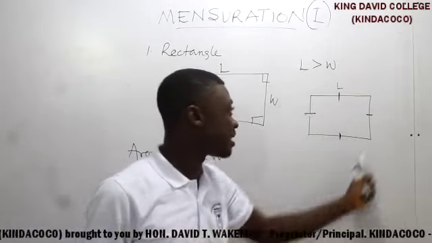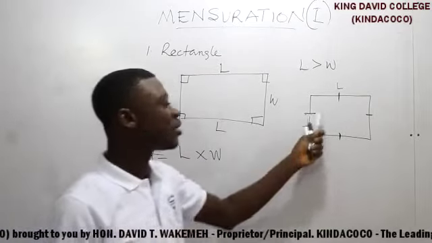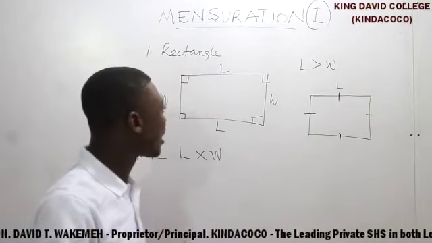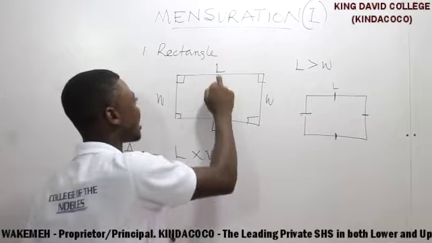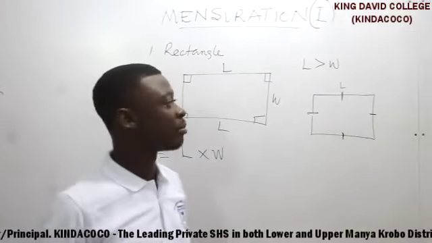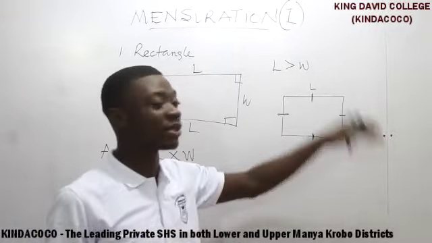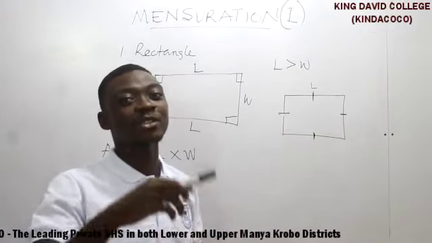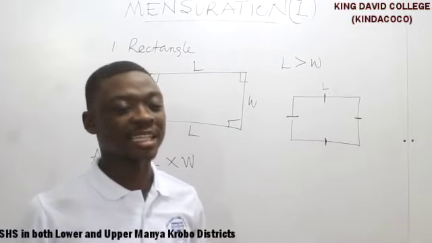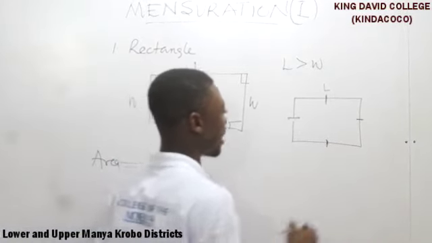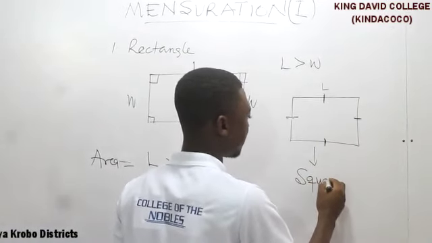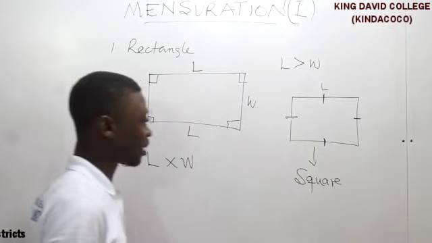Then when that happens, we can no longer call you a rectangle. Because for a full rectangle, one of the sides must be bigger than the other. But if all the sides are equal, then your name has to be changed from the normal name rectangle to a square. So then this is now called a square.